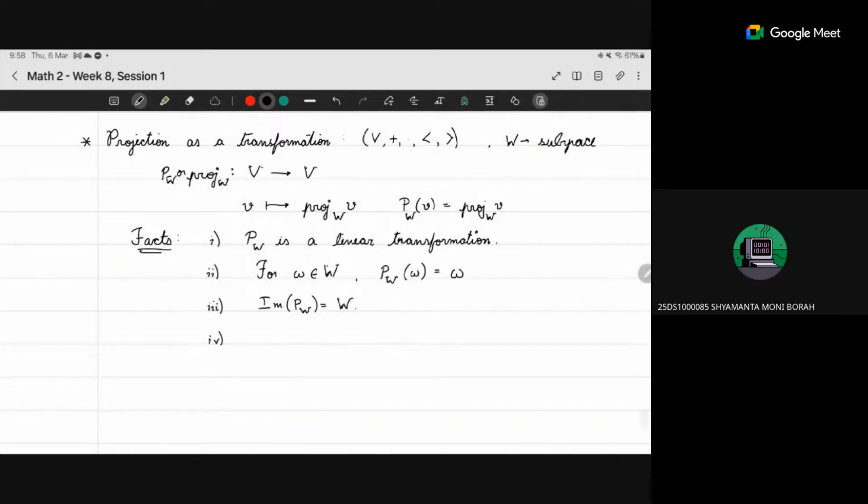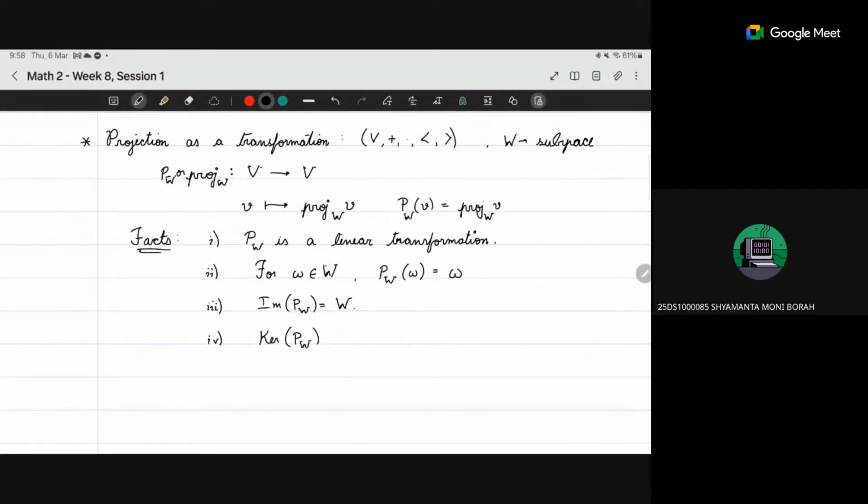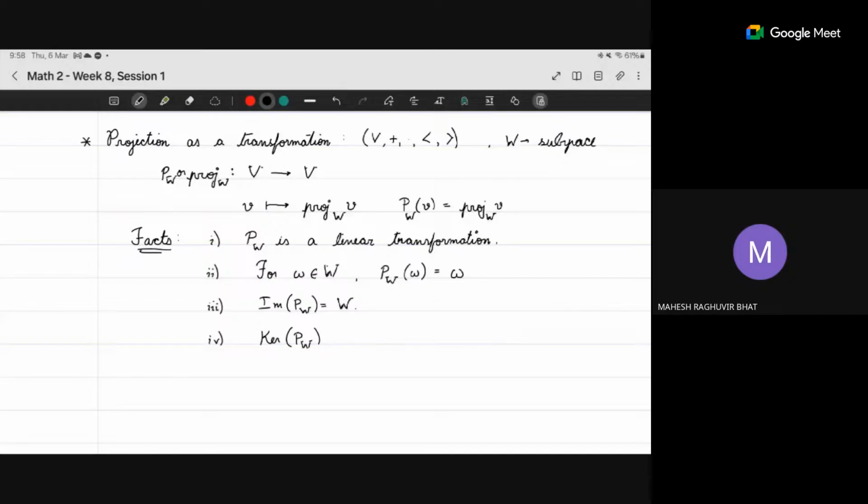Okay, so that's about image. The image is W. What is the kernel? At least what was the kernel in the specific example? It will be all the vectors that give zero. Null space of V. And null space is just another name, but do you know the description of it? All the vectors that will be perpendicular to W. Exactly. So that is called W perp.